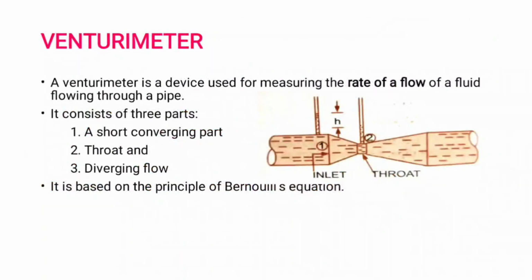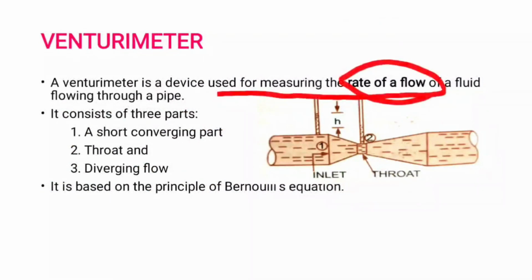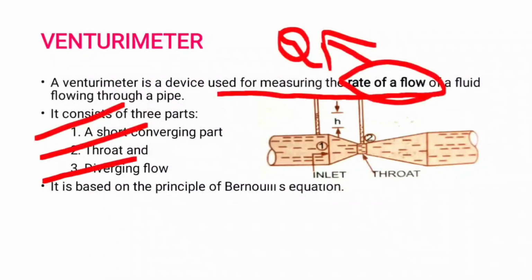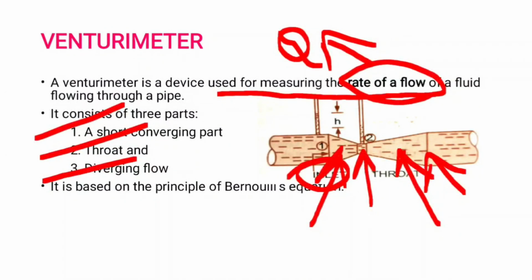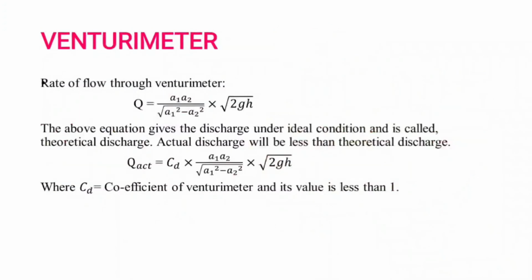Next one is the Venturimeter. Venturimeter is a device used for measuring the rate of flow, that is discharge. It consists of three parts: a short converging part, throat, and diverging part. This is the converging part, this is the diverging part, this is the throat. This is called the inlet, this is called the outlet, this is called the throat. It is based on the principle of Bernoulli's equation.